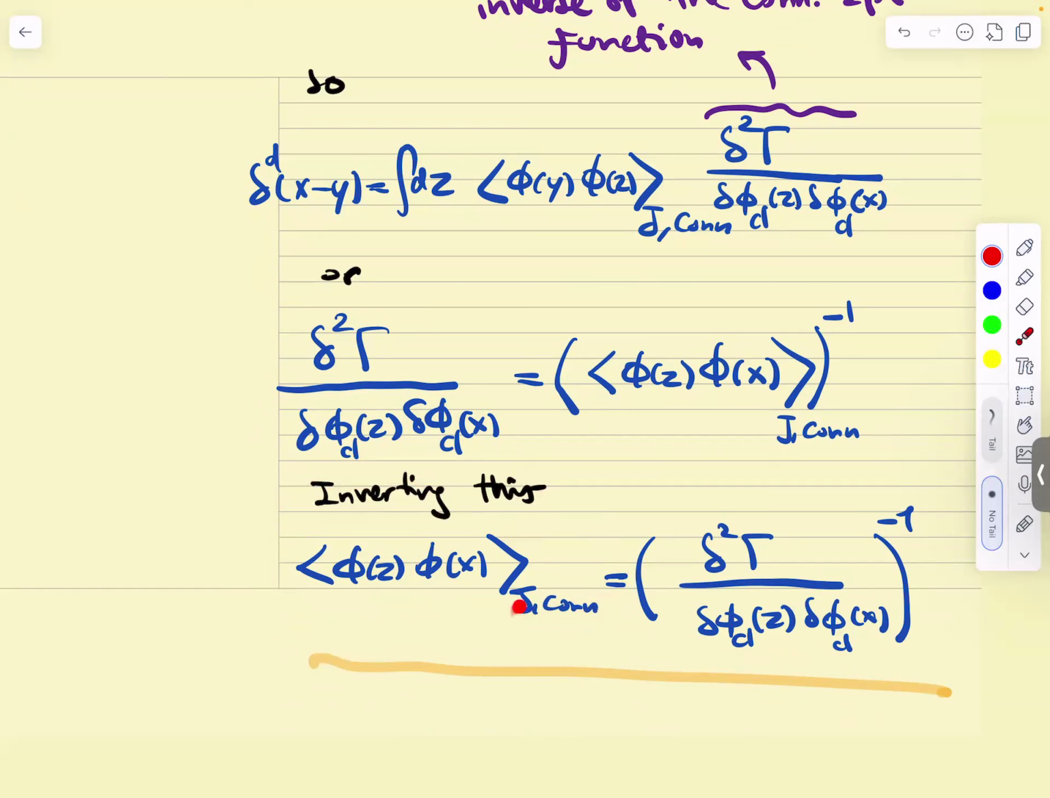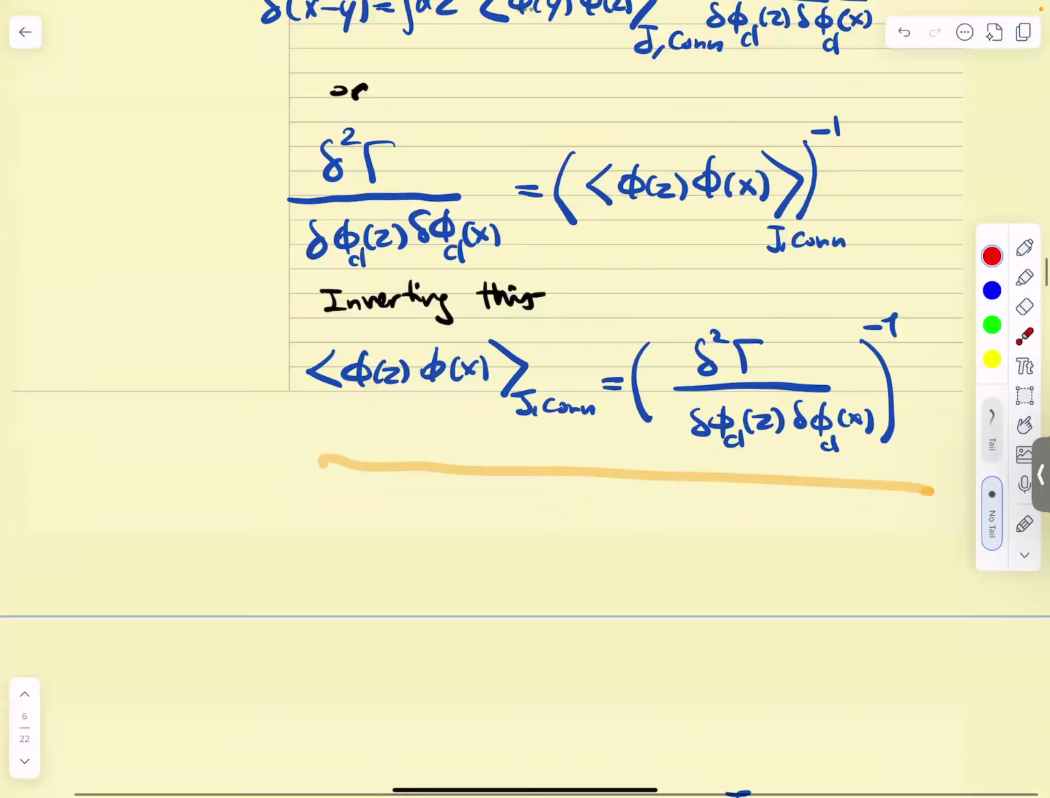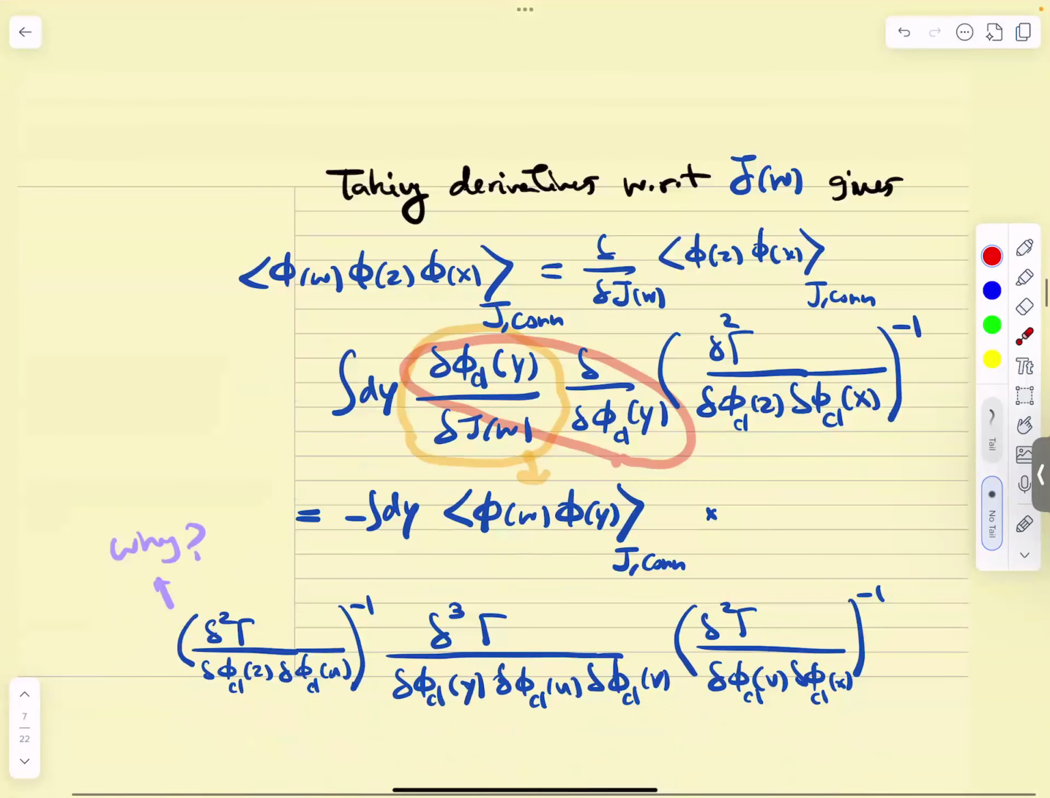The 2-point function with J, connected, is the inverse of the second derivative of the effective action. Consider the 3-point function, the connected piece of it. What is this? This is just a derivative of this guy, because these are derivatives with respect to J of W, which is the generating functional for the connected correlators, right? So as I take derivatives, I keep saying that. But the logic here is also pretty clear, right? So I'm going to repeat that.